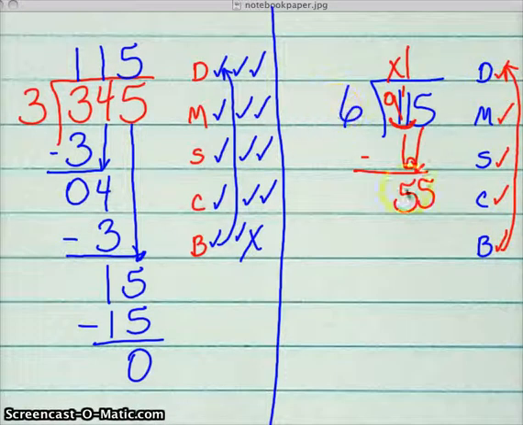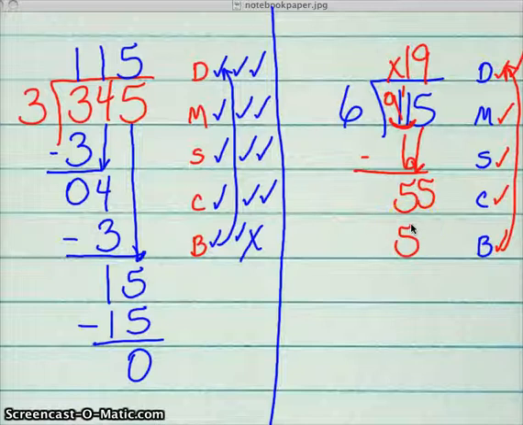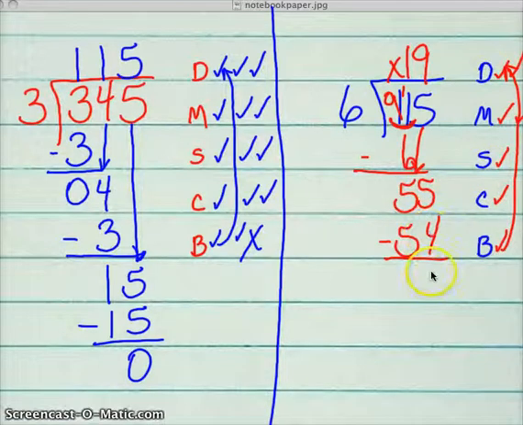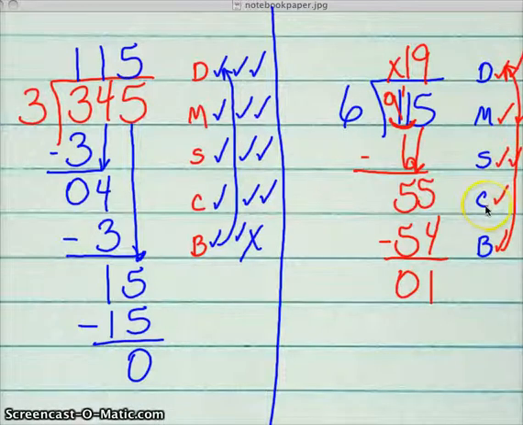So 6 will divide into 55 9 times. Next you multiply. 9 times 6 is 54. Now you're going to keep following those same exact steps. Subtract. 5 minus 4 is 1, and 5 minus 5 is 0. Then you're going to check, is that 1 smaller than that 6? Yes, it is. So you divided all you could out of that 55. And then you're going to look to see if there's anything left to bring down. No, there is not. Every place has been filled in your answer.